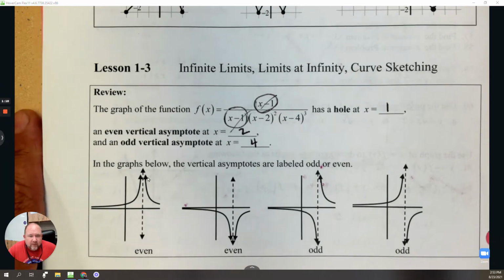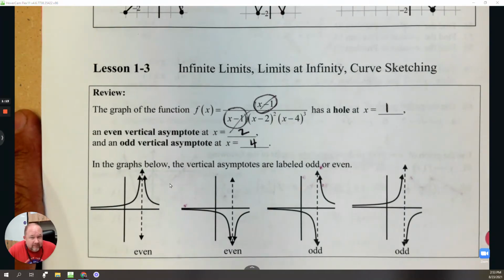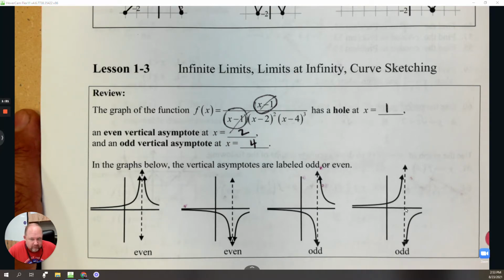In the graphs below, the vertical asymptotes are labeled odd or even. If they go in the same direction on both sides, it's an even asymptote. If they go up one way and down the other way, they are odd asymptotes. All right, turn the page.